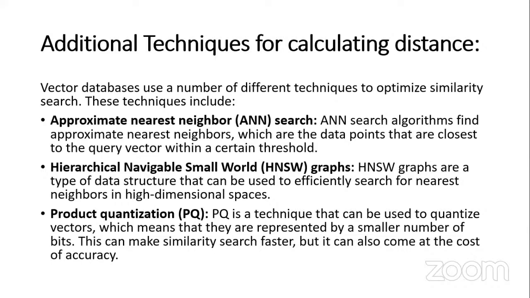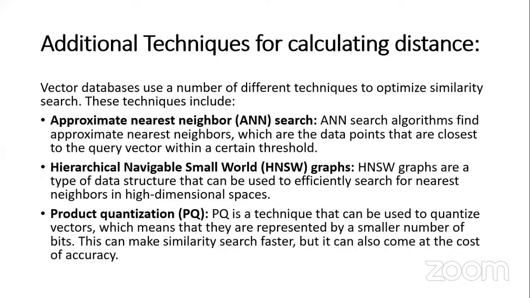Either you can use Euclidean distance, Manhattan distance, or other statistical distances, or you can go for ANN search, which is approximate nearest neighbor search. ANN search algorithms will be able to find the approximate nearest neighbors, which are the data points that are closest to the query vector. Within a certain threshold, they will look for the closest, or most similar, vector, I'd say. Right? Then you also have hierarchical navigable small world, HNSW, graphs.